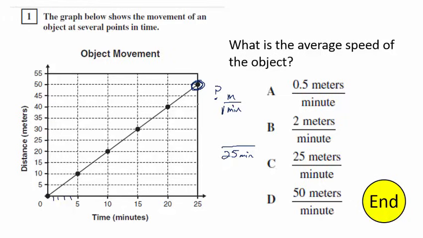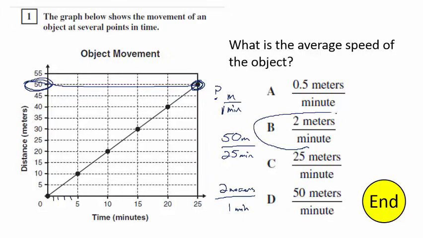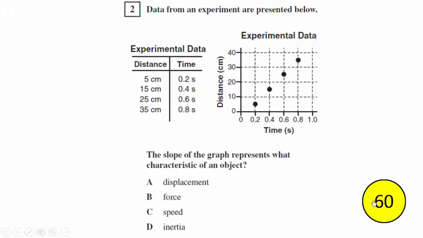How to read the graph is you go up here and you go, at this point I have moved 50 meters. So I traveled 50 meters in 25 minutes. If we do a quick division here, 50 divided by 25 gives us 2 meters in 1 minute. Therefore, the speed is 2 meters a minute, and that holds true the entire time. So the choice is B. Next question, 60 seconds, begin.